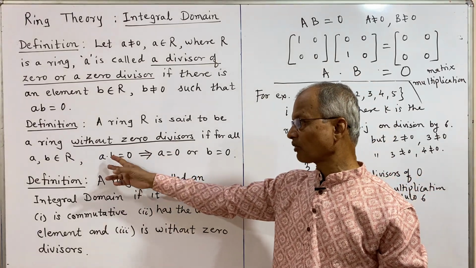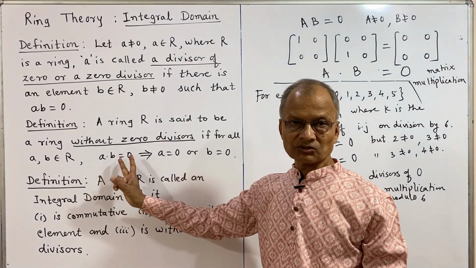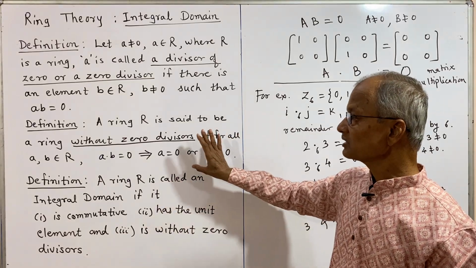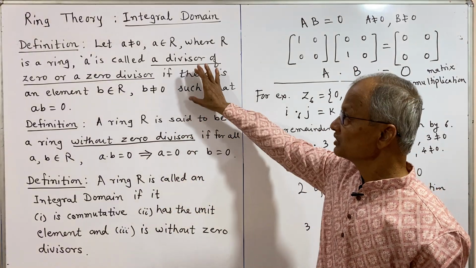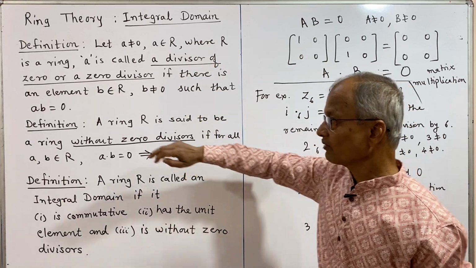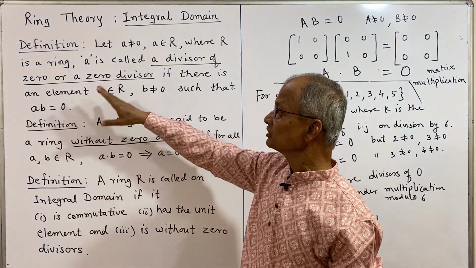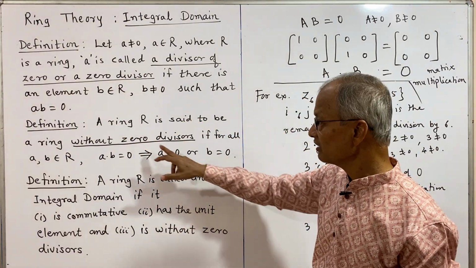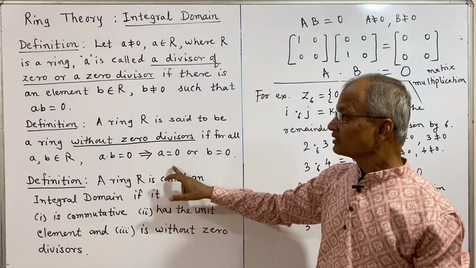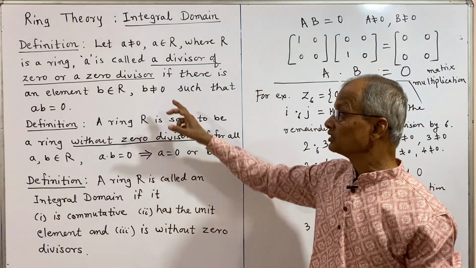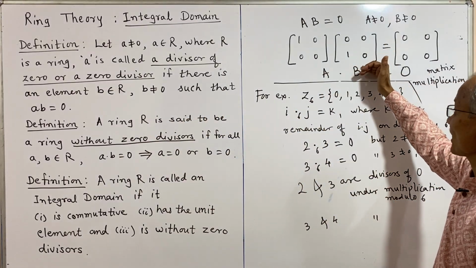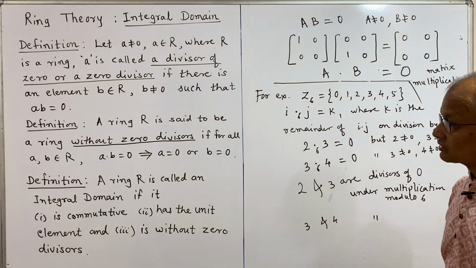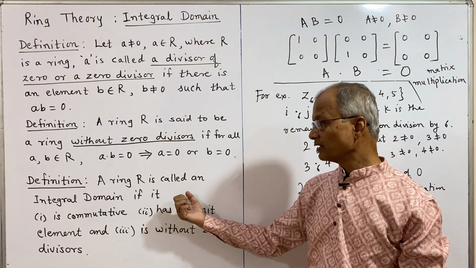If the product of two numbers is 0, then that must imply either one of them is 0. So this is said to be without 0 divisor, and this is said to be with 0 divisor. Here a into b is 0, a is not 0, b is not 0, neither of them is 0. Here one of them must be 0, then we say it is without 0 divisor. So this is the case we knew earlier, and this is the special case that happens in matrix multiplication and multiplication modulo a composite number. So now we will define what is an integral domain.